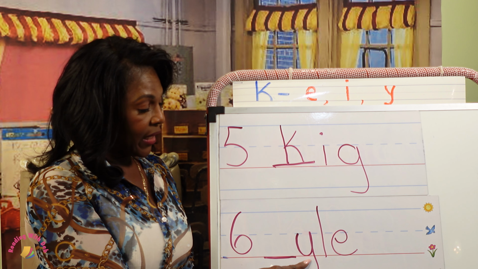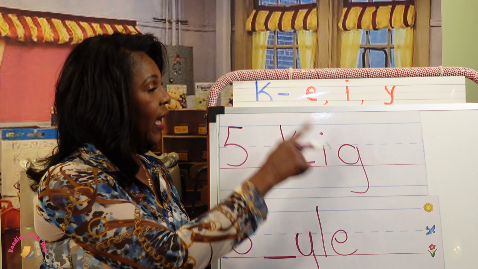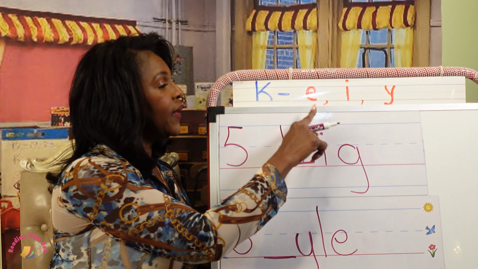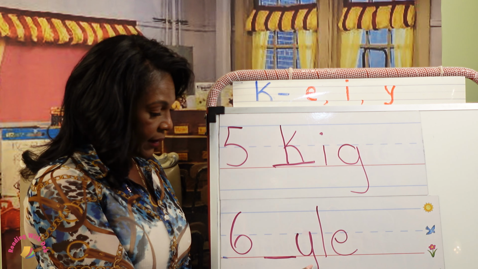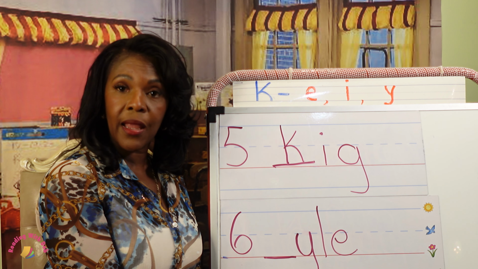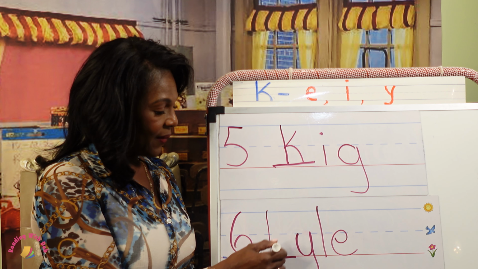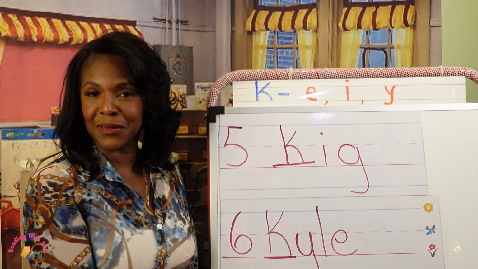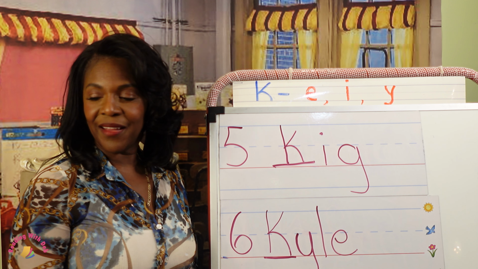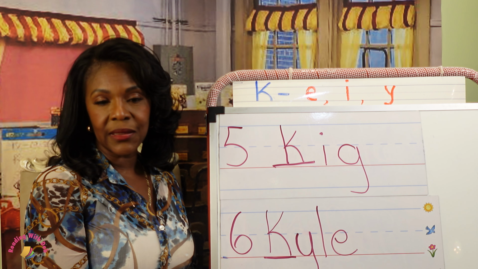That means the Y is right after the K sound, and we know that K goes with E, I, or Y. So we are going to use K because the letter after the K sound is a Y. And I'm going to put an uppercase K because Kyle is the name of a person. Alright?